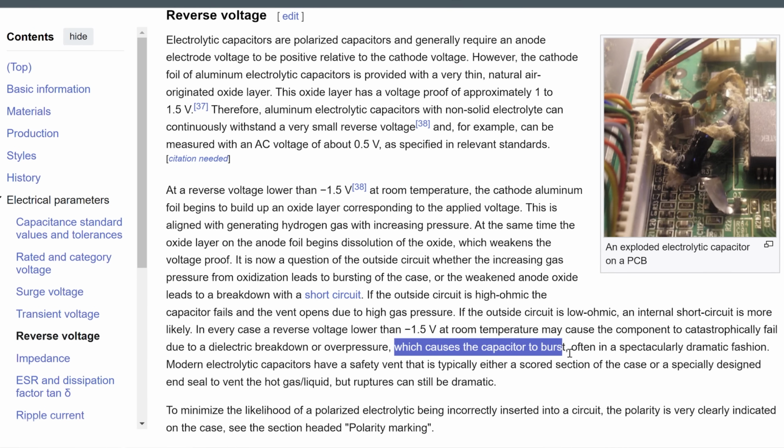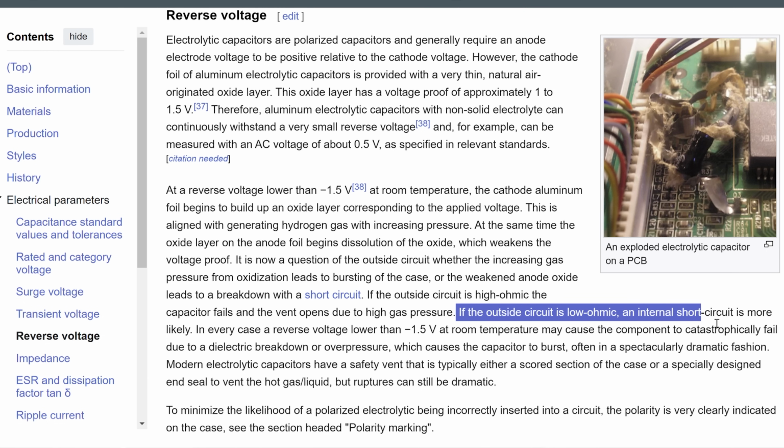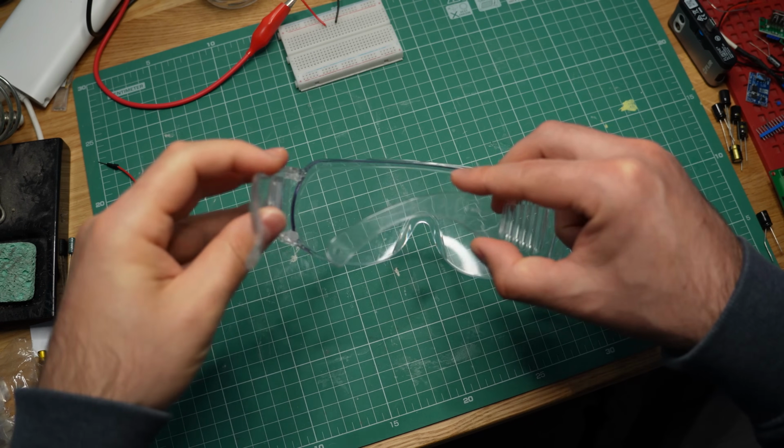Connecting one incorrectly may cause it to, as Wikipedia puts it, burst in a spectacularly dramatic fashion, or it may produce a short circuit. I'm about to demonstrate all of this, and you should know that I'll be using protection while filming. Please do not try any of this at home.